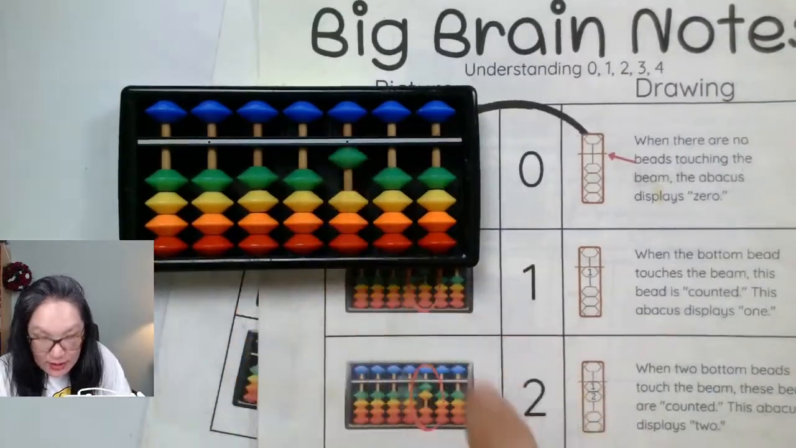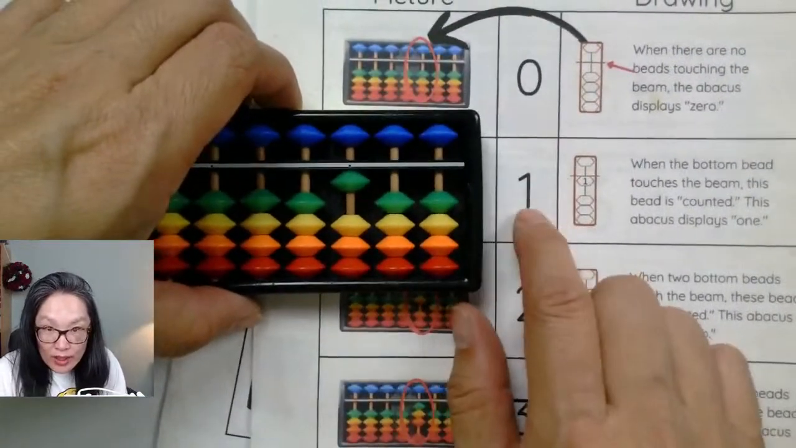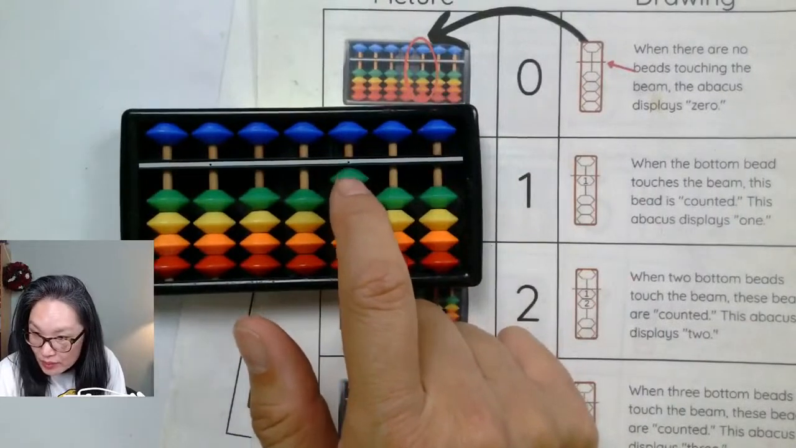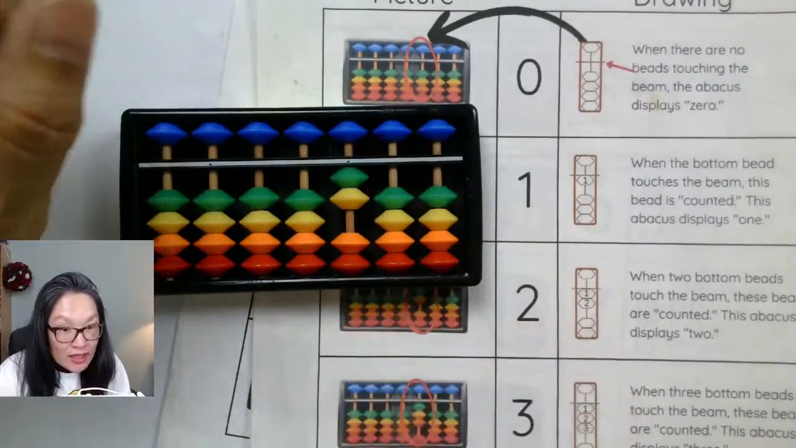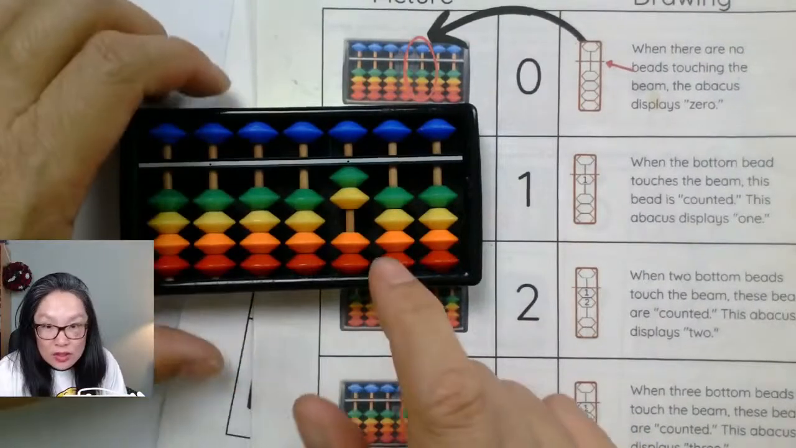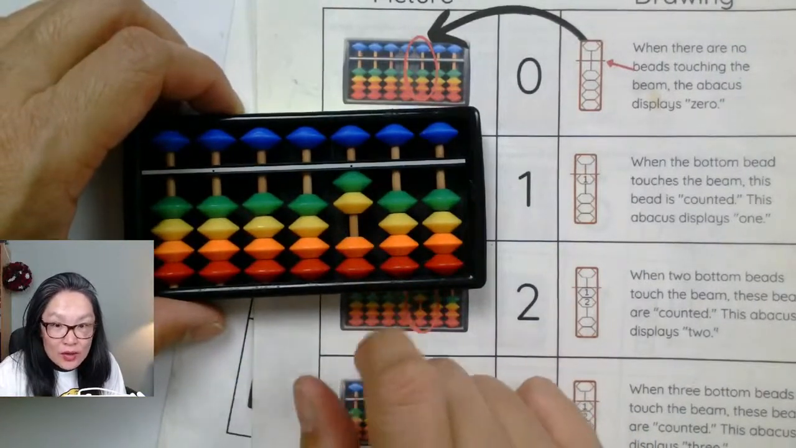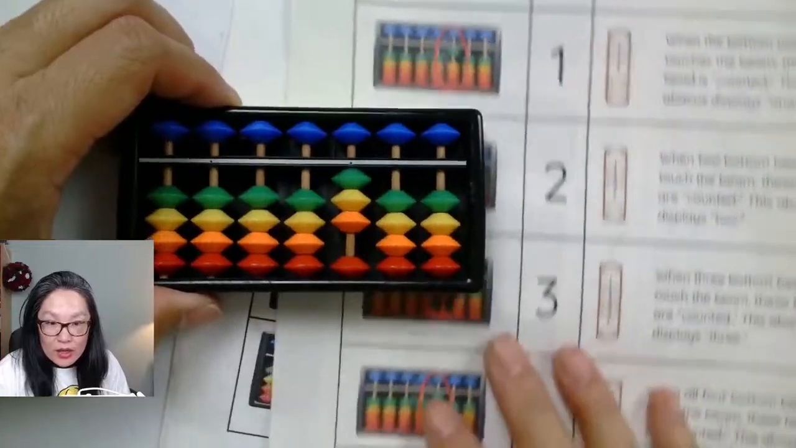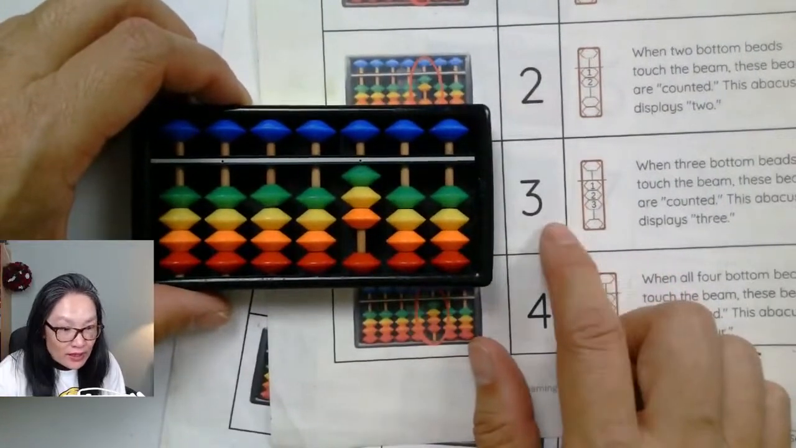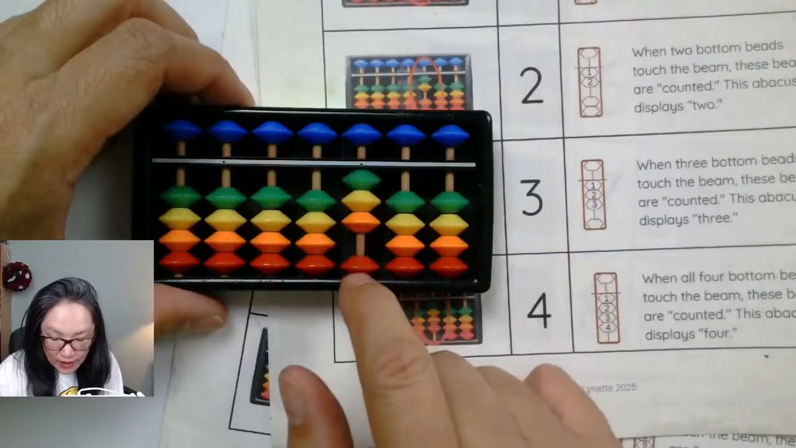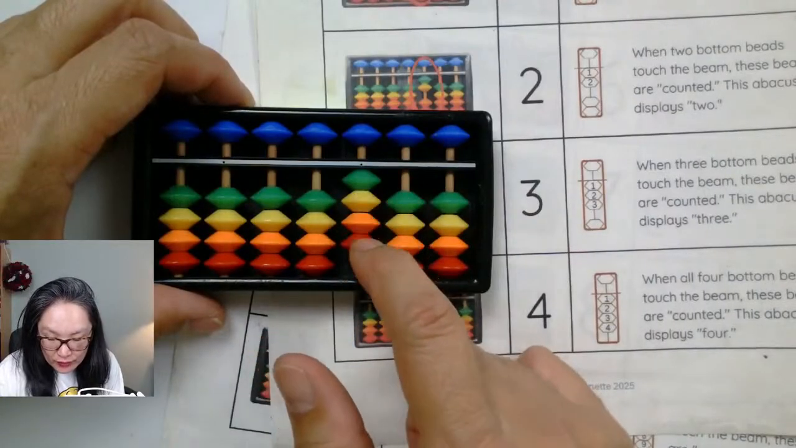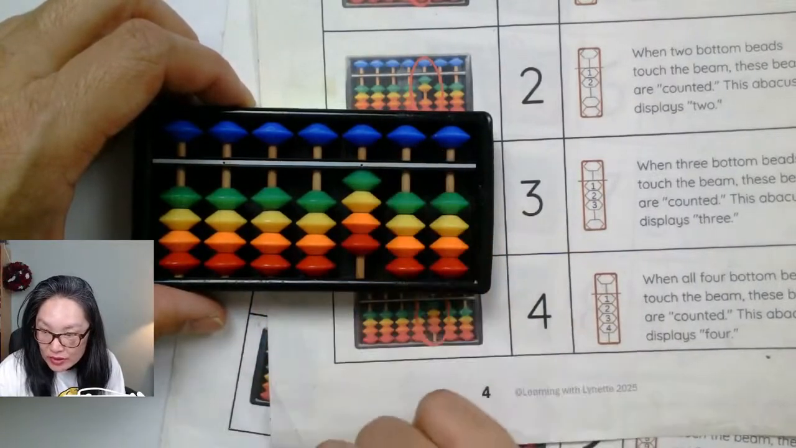So when I do this, one, we write one. This is one bead. When we have two, it's this. This is two. Now we have three. Notice when I write three, this is three beads touching the horizontal bar. We have four: 1, 2, 3, 4, four beads touching the horizontal bar.